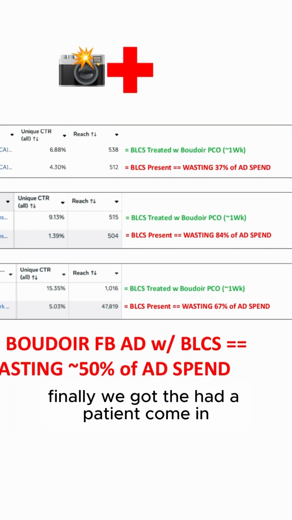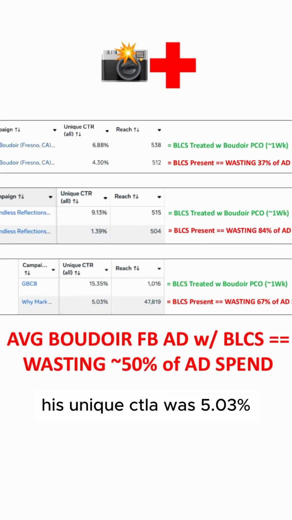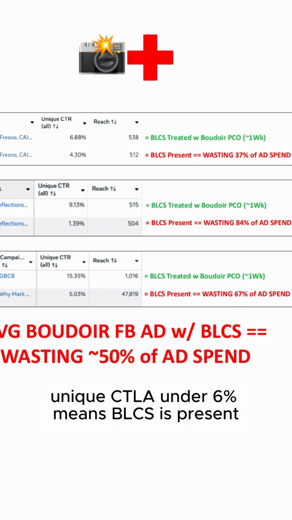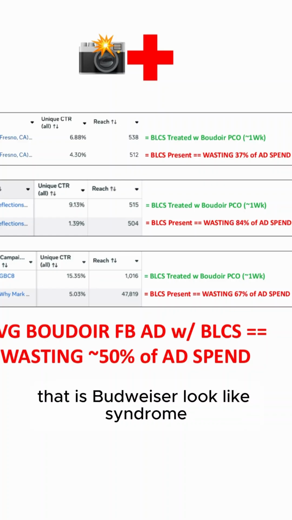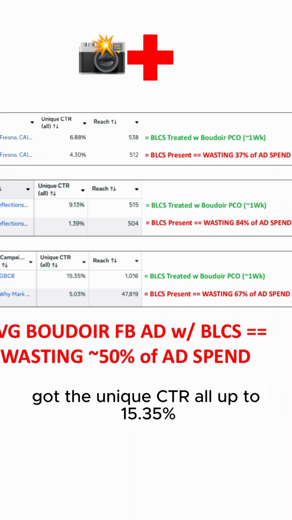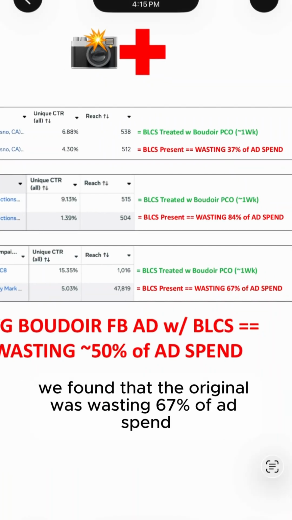Finally, we had a patient come in. His unique CTR is 5.03%. So we knew that BLCS was present. Unique CTR under 6% means BLCS is present. That is Boudoir low click syndrome. So we treated it with Boudoir Pico. Took about a week. Got the unique CTR up to 15.35%. So we found that the original was wasting 67% of ad spend.